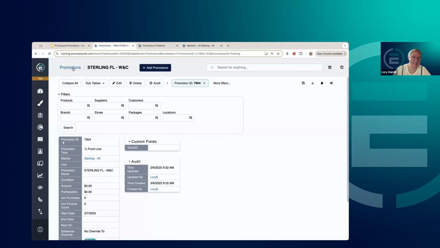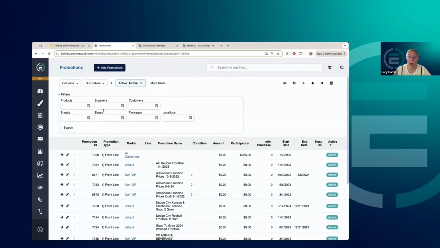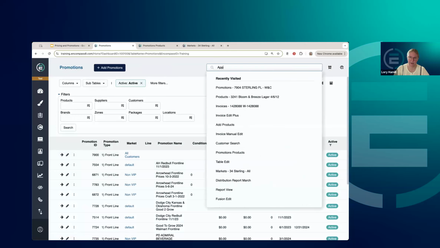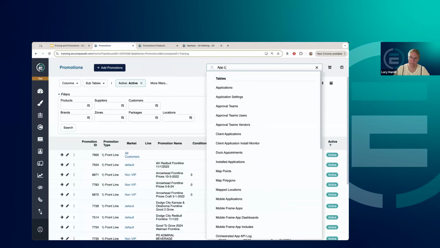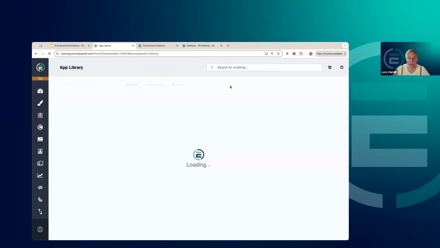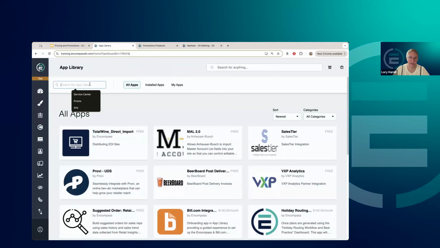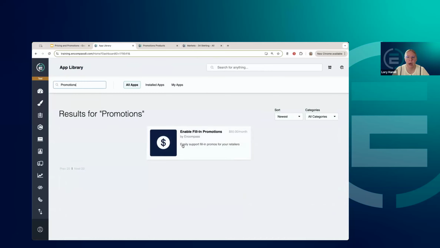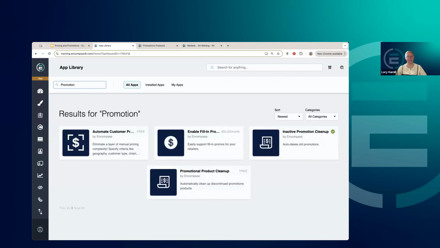Now, because this is my demo site, I'm just going to note that I have almost 8,000 promotions in here. So using an app like the one that helps you manage your promotions that are already end dated is really helpful. And we can find some of those apps here in the app library. There are a number of things that help us tie out some of these details. And I'm just going to look for promotions.